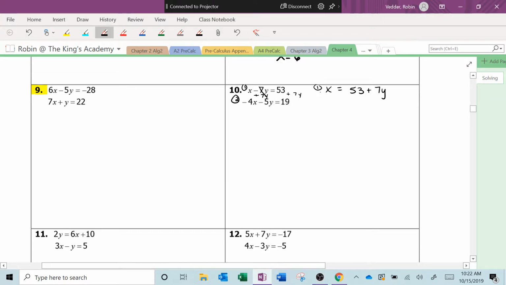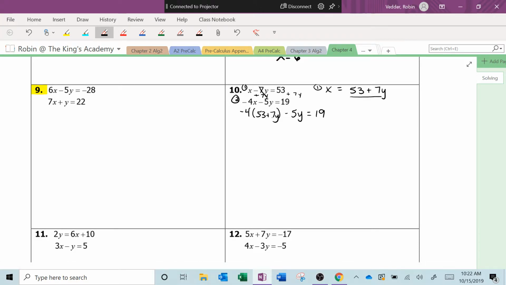All right, we used equation 1, so we're going to go back to equation 2, and we're going to replace our x with 53 plus 7y. So again, go to the second equation, and instead of having negative 4x, I'm going to replace x with 53 plus 7y. So I'm going to substitute it right in place of x. How do I get rid of parentheses? Distribute, good.